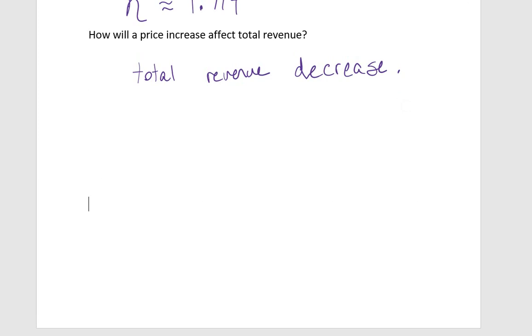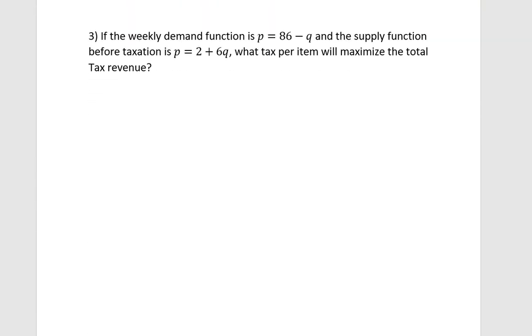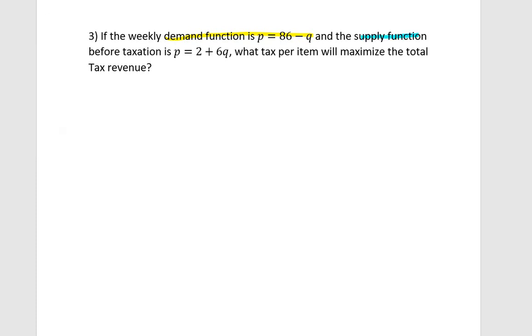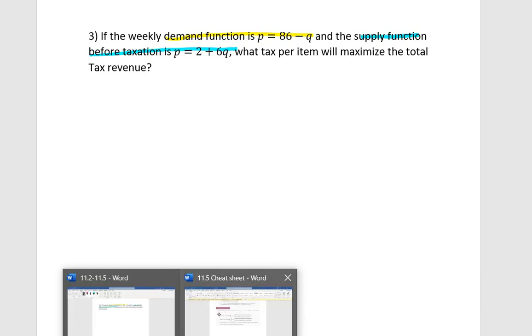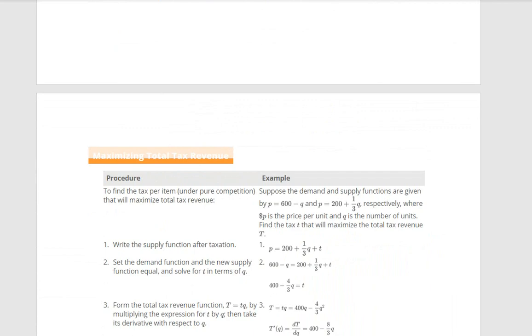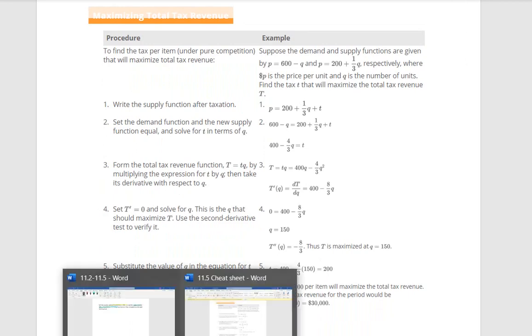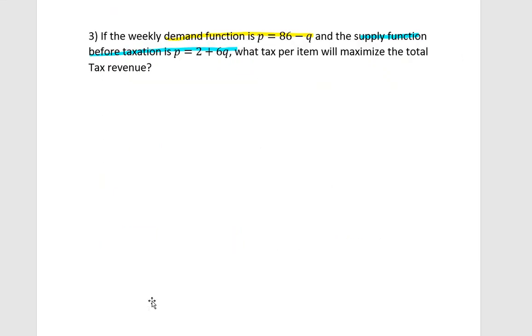All right, we have one more example. Gotta give myself a lot of room for this one. It's pretty involved. So the weekly demand function is p equals 86 minus q, and the supply function before taxation is p equals 2 plus 6q. What tax per item will maximize the total tax revenue? So when you look at this cheat sheet, what you're going to be doing is going through this maximizing total tax revenue step by step. So I would go ahead and have this next to you, and we're going to go through it together.